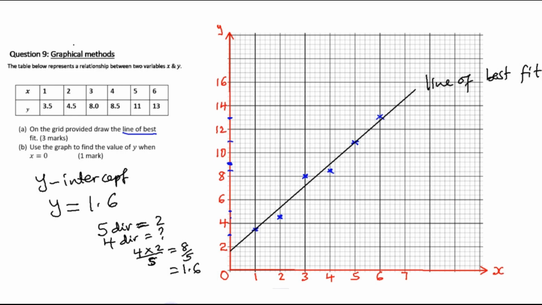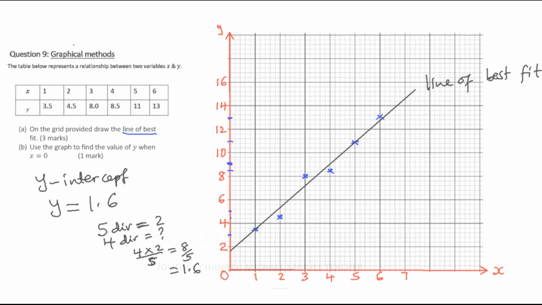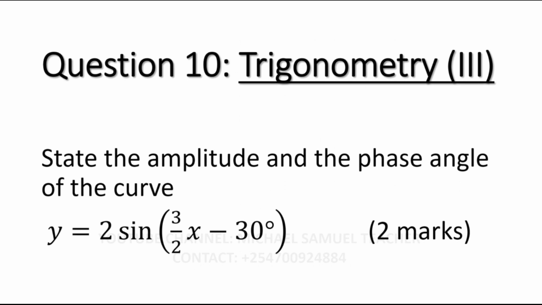We move on to question 10. Question 10 is on trigonometry 3, that is form 4 work. State the amplitude and the phase angle of the curve. So we have been given this trigonometric equation, y equals sine of 3 over 2 x minus 30 degrees.